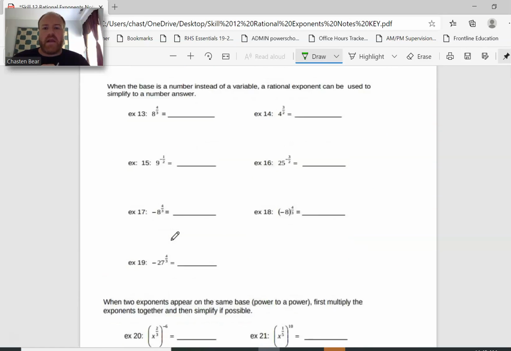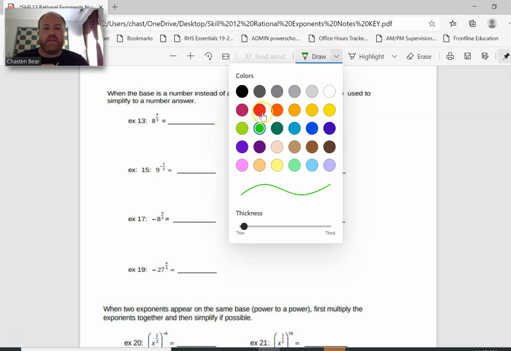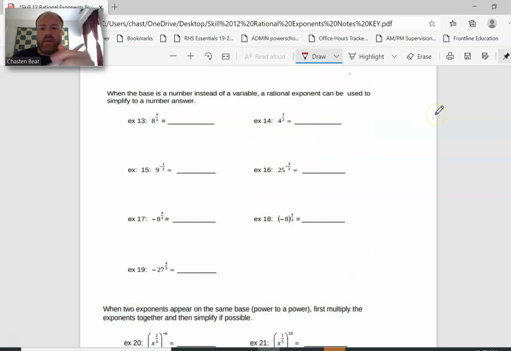Okay? All right, so now what we're going to do is just do a little bit more practice here. But this time we're going to simplify. So if I look at this one, 8 to the 4/3. Well, this is the same as saying cube root of 8 to the power of 4. Cube root of 8 is 2, so we do 2 to the 4th, which is 16. Next one, 4 to the 3/2. My root is 2, so I have a square root of 4 to the third power. Square root of 4 is 2, so we have 2 to the third, which is 8.